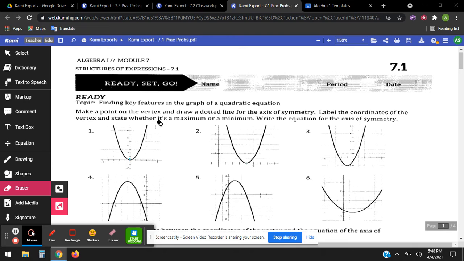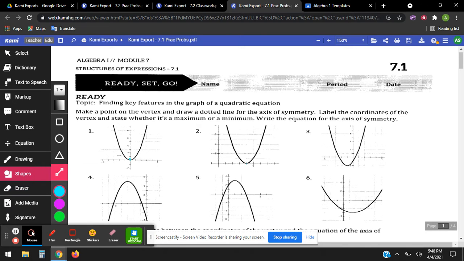Label the coordinates of the vertex and state whether it's a minimum or maximum. Write the equation for the axis of symmetry. Got a lot of stuff we're doing with this. I'm going to start by drawing the axis of symmetry. I'm just going to do all three of these in a row to start with. So we're just going to work on the axis.